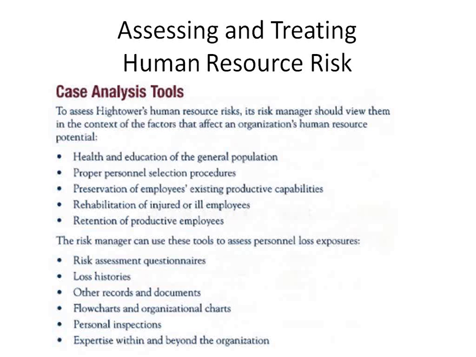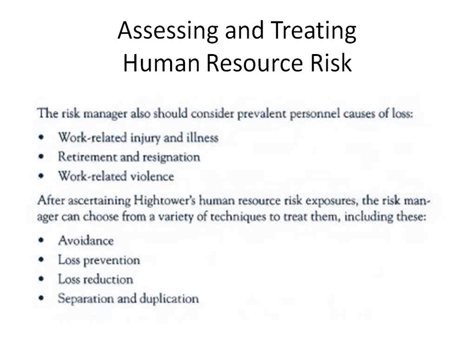As a manager, to help us to do that, we're going to look at risk assessment questionnaires, loss histories, other records, documents, flow charts. So literally, we do. I've used this in current practice. Depending on what the operations are, you look at those documents, and we're now looking specifically for human resource risk. The risk manager would also consider prevalent personnel causes of loss. So what are the exposures? There might be work-related injuries, retirement, resignation, work-related violence. I'm going to consider that as part of my analysis.